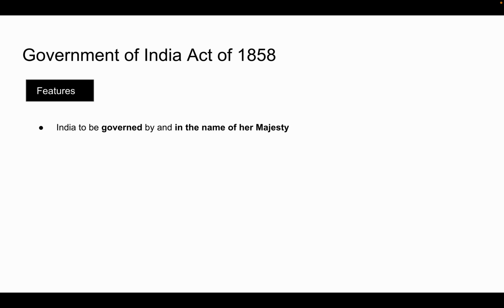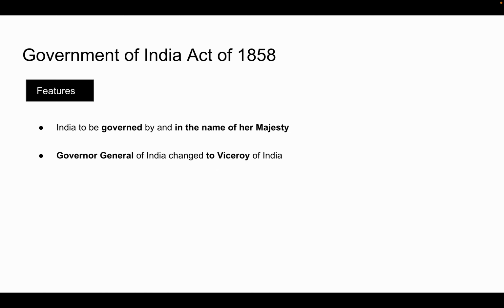Now let us see what were the features of this Government of India Act of 1858. The first feature was that India is to be governed by and in the name of Her Majesty, which means that earlier India was being run by the East India Company, but this act abolished the East India Company and said that it would now be governed in the name of Her Majesty. That means the British Crown.